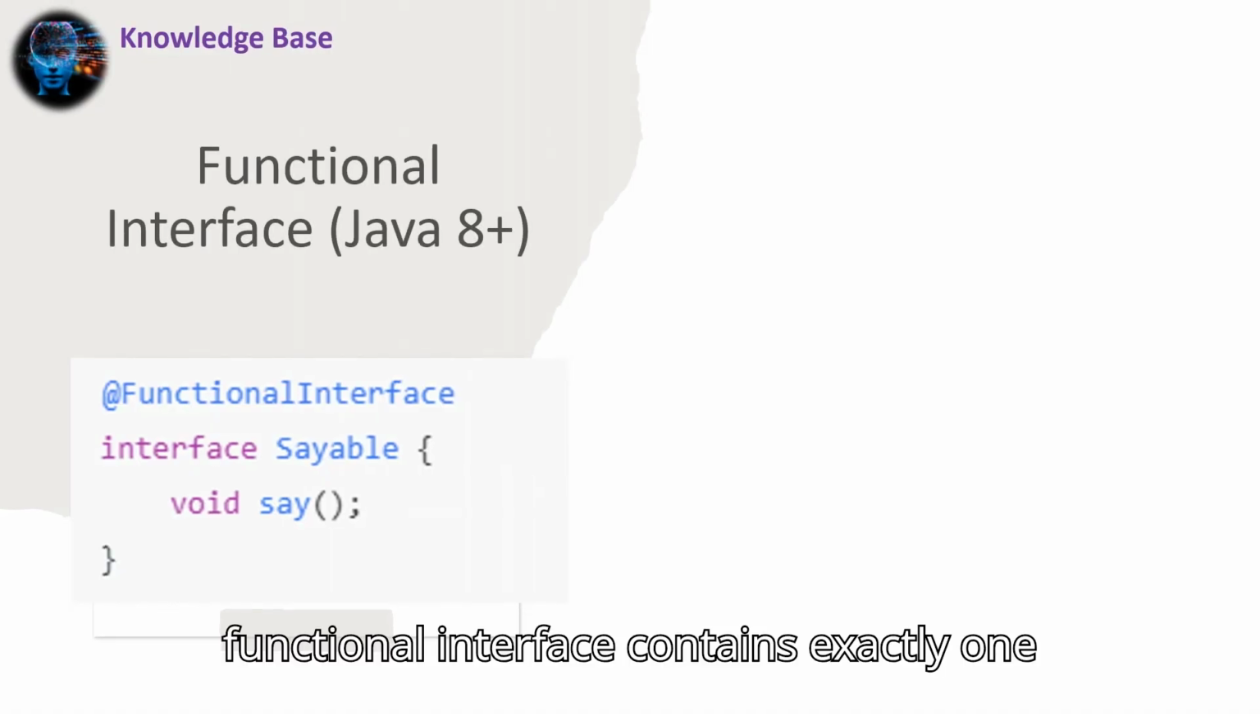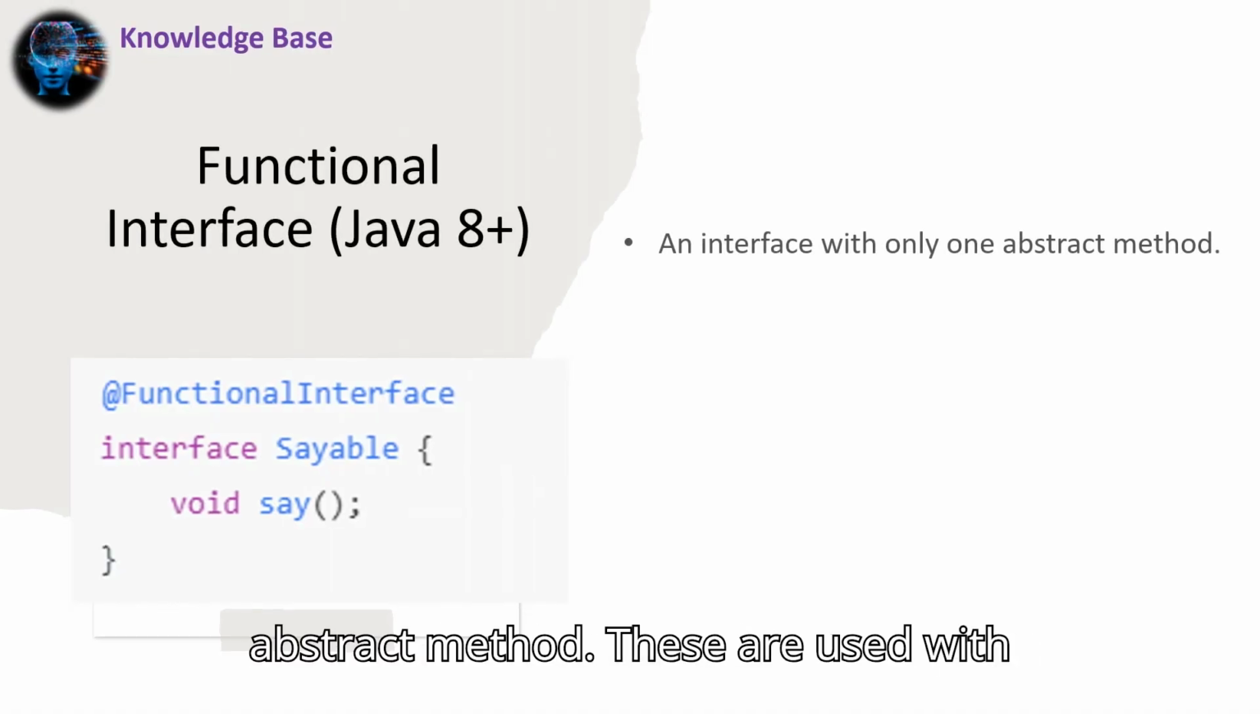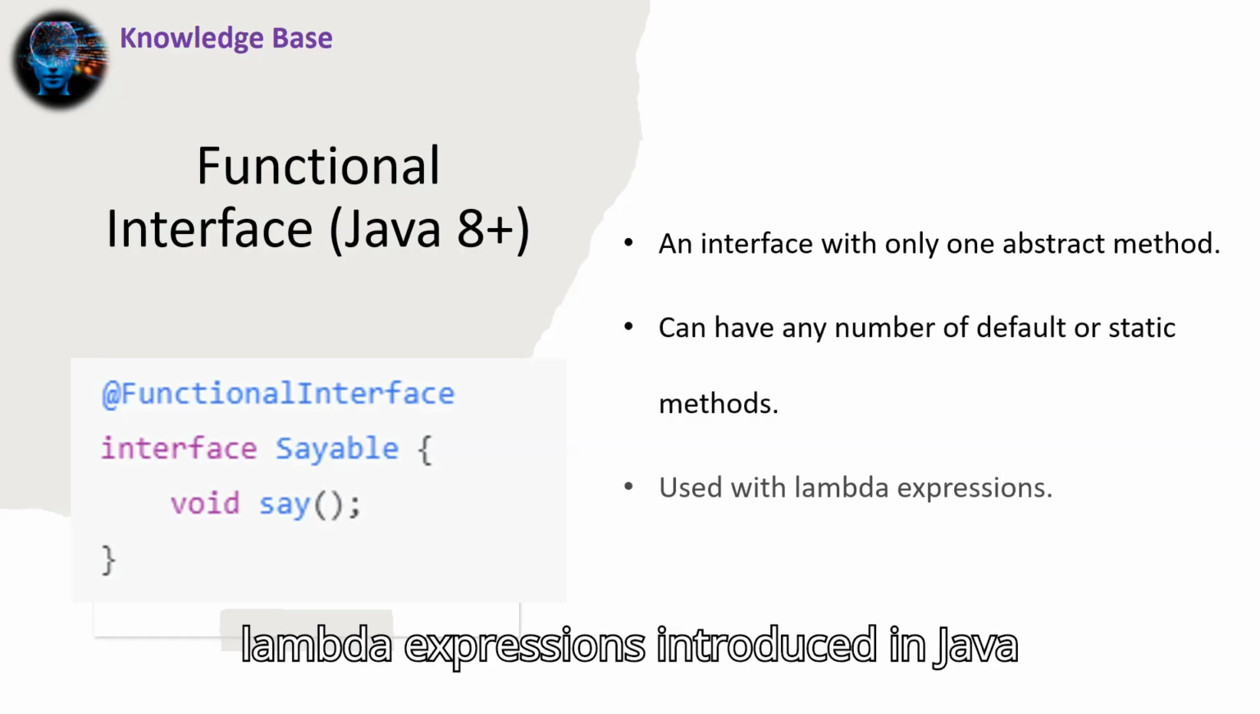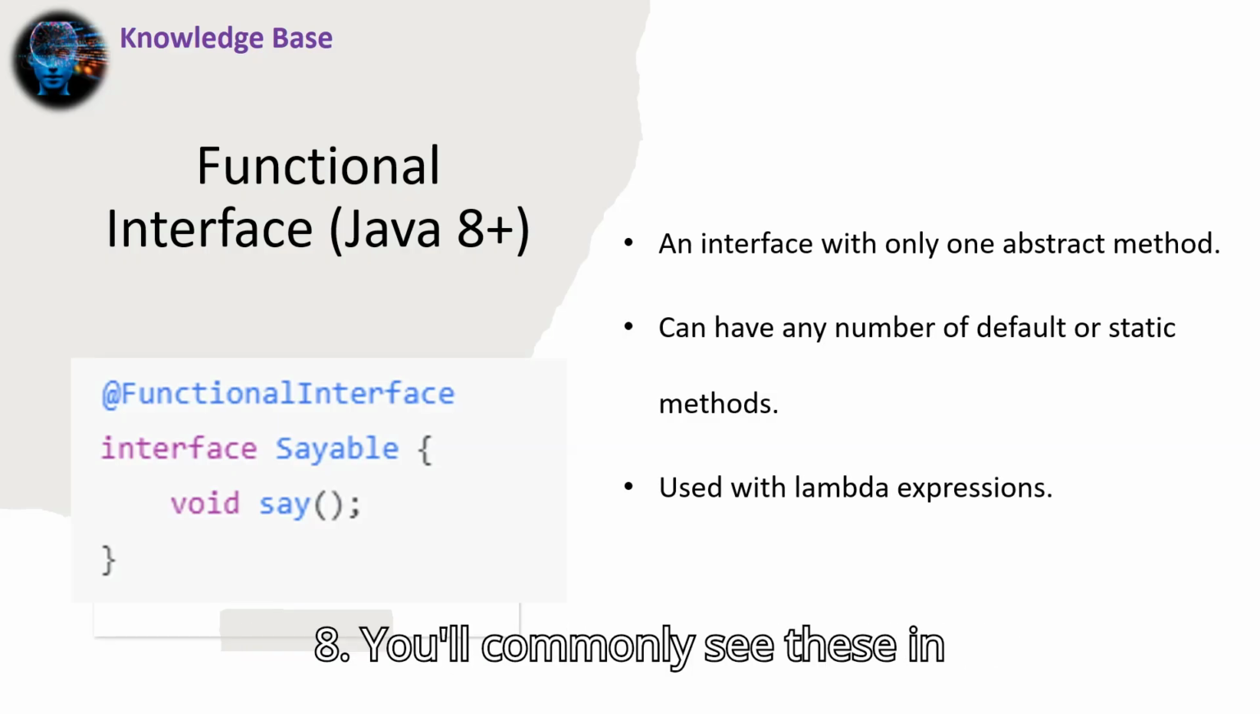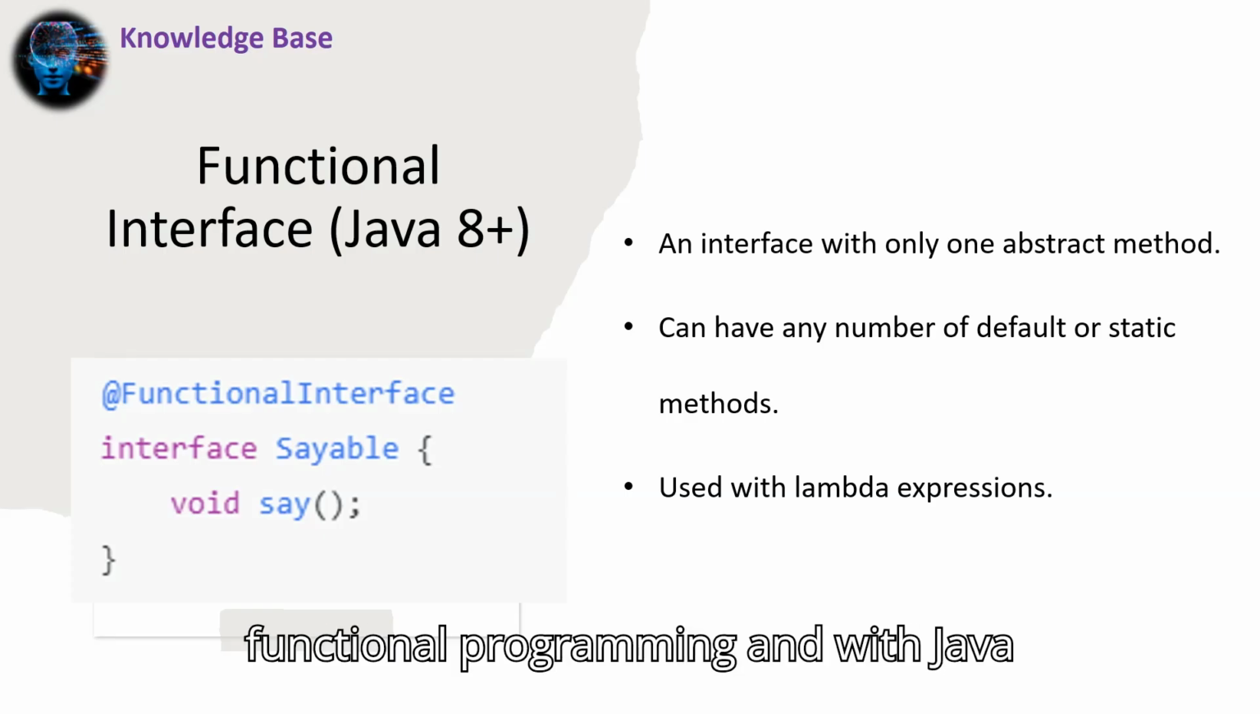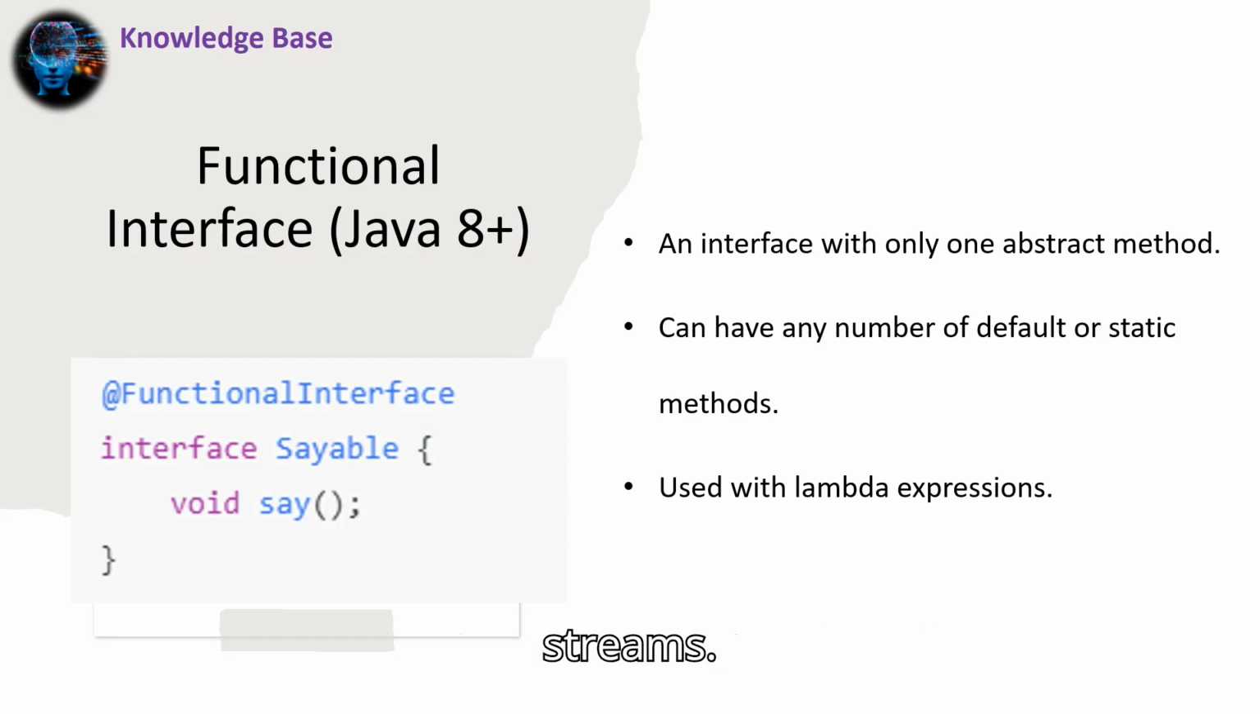A functional interface contains exactly one abstract method. These are used with lambda expressions introduced in Java 8. You'll commonly see these in functional programming and with Java streams.